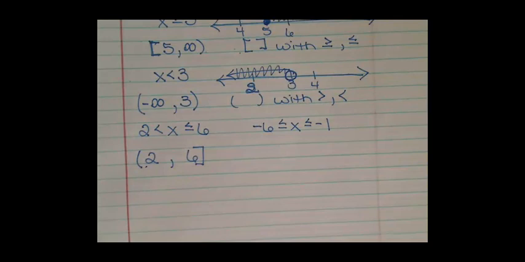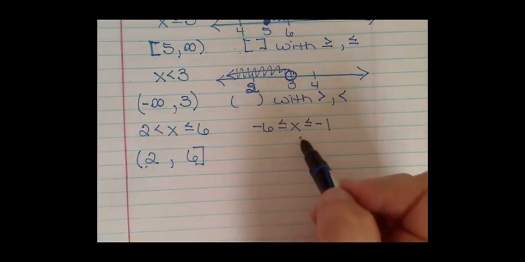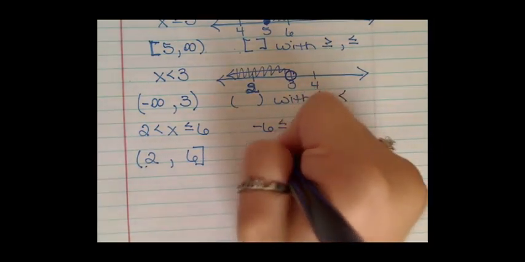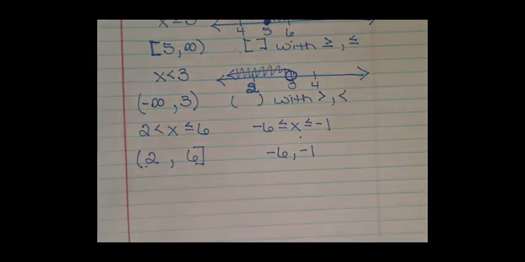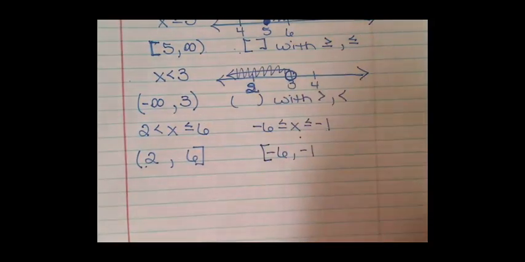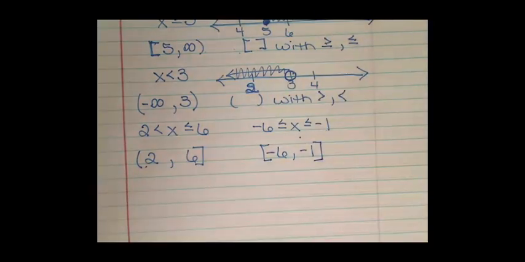So, in this case, we have negative 6 is less than or equal to x is less than or equal to negative 1. So you can kind of write it out like this if you want. And then we just have to figure out what the ends are. This is less than or equal to, so that's going to be a bracket. And this is less than or equal to, so that's going to be another bracket. And this is interval notation.